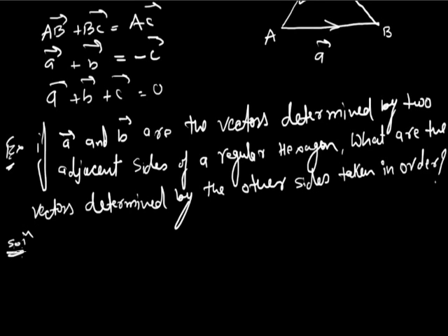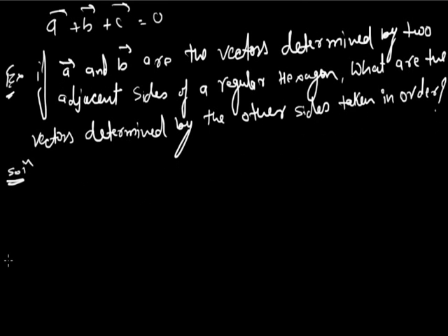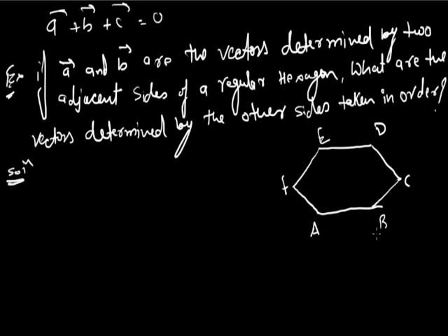Let's start the solution. First of all, draw a regular hexagon. The meaning of a regular hexagon is that all sides are equal. Label it A, B, C, D, E, F. Now we need to find all the adjacent sides in vector form. Let's consider the AB vector as the a vector and the BC vector as the b vector.